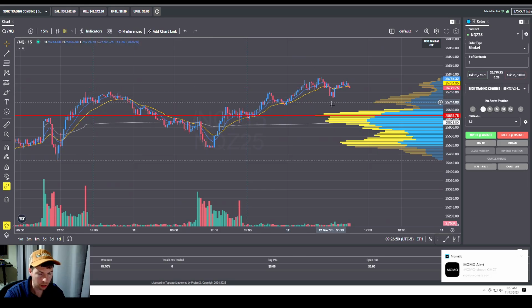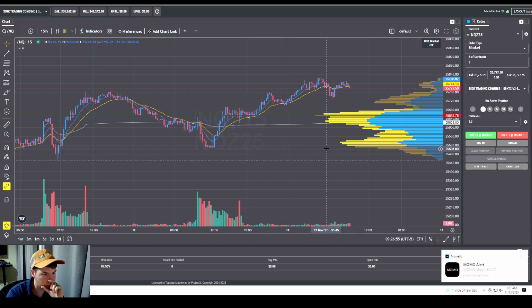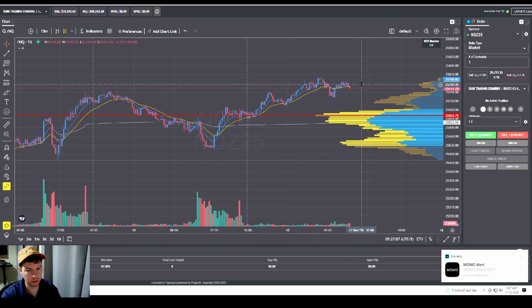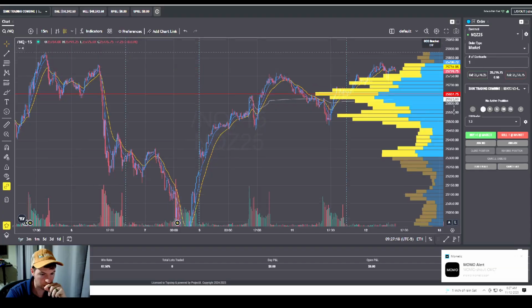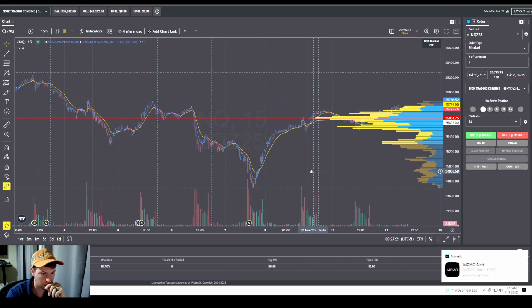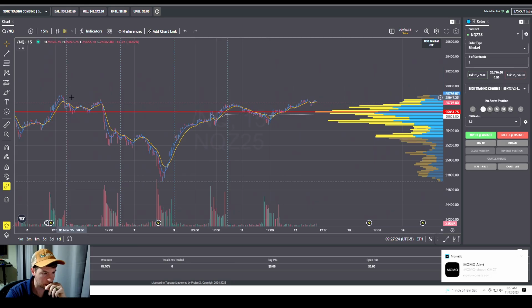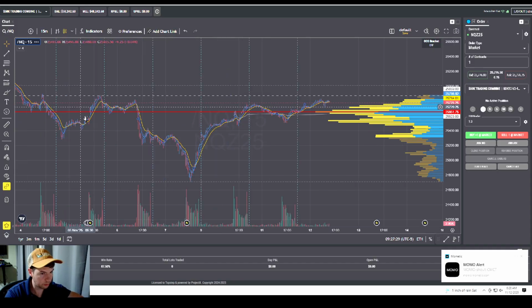On the 30 minute, I like to use this profile here. It kind of gives me a better idea of how much is traded, or how many contracts have traded at a certain price. And from that, it helps me determine where my ranges might be. So we look at this over the last couple days. We want a horizontal line there.